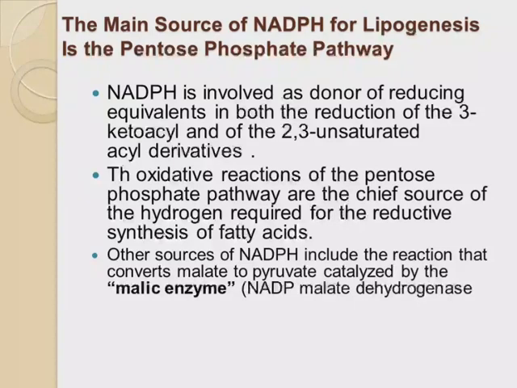The other source of NADPH includes the reaction that converts malate to pyruvate, catalyzed by the malic enzyme, which is NADP malate dehydrogenase. So two sources of NADPH. The main source is the pentose phosphate pathway, which is also the hexose monophosphate shunt, and the other source is from the conversion of malate to pyruvate, catalyzed by malic enzyme or malate dehydrogenase enzyme.